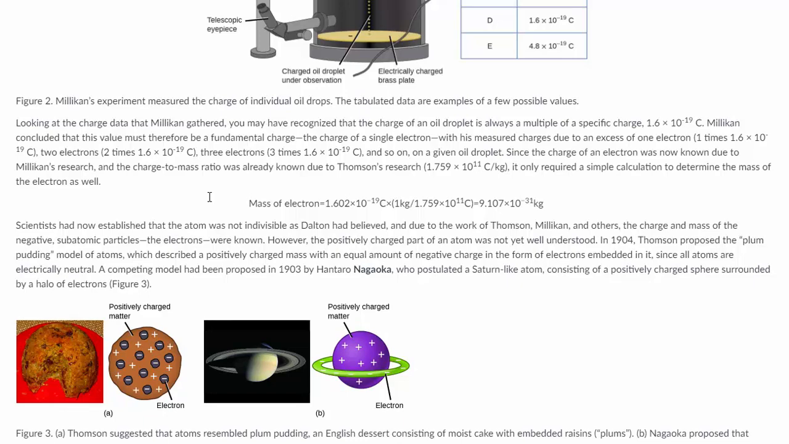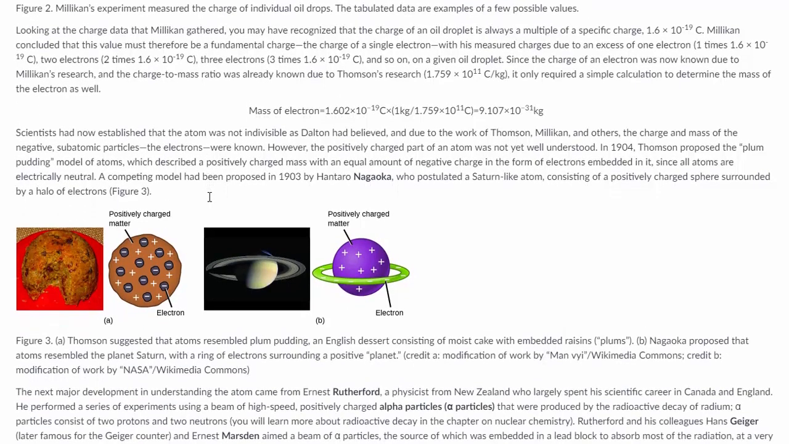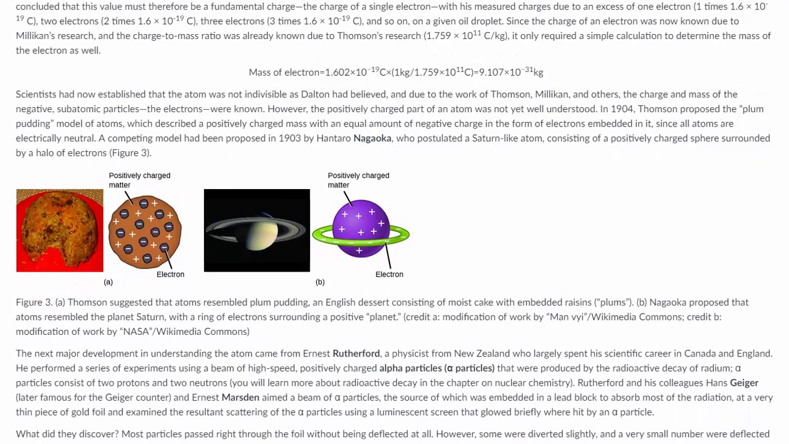Now, we have two theories at this point about what an atom looks like. We have what's called the plum pudding model. So we have this kind of ooze, this goo of positive and electron parts. We know we have electrons. Or we have a model that looks a little more like Saturn. So you have this positively charged center matter, and then you have this halo of electrons.